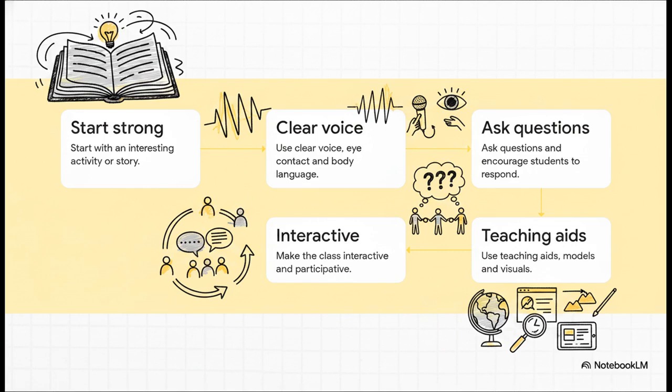Number 3, ask questions and encourage responses. Don't just stand there and lecture. Initiate a real dialogue. Number 4, use teaching aids, models, and visuals. Give their eyes something to anchor on. Don't just talk about how a motor works. Show them a diagram, or better yet, bring the physical component right into the room. And number 5, make the class interactive and participative. A busy student is an attentive student for sure.